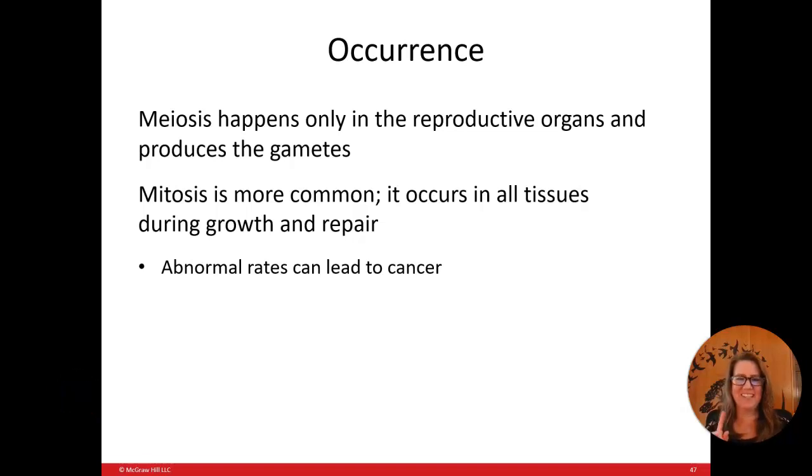Okay, chapter 19, part 3. I wanted to end on this last bullet. So, abnormal rates of mitosis can lead to cancer.